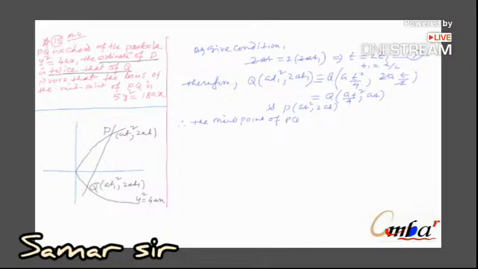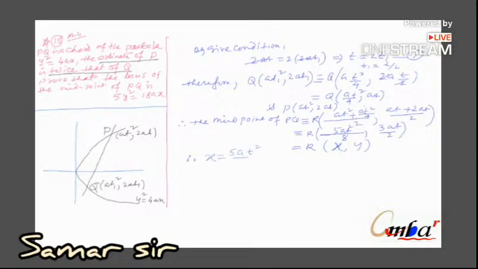And P is (a t square, 2a t), and for the midpoint of PQ, we take (x1 plus x2) by 2, (y1 plus y2) by 2. Simple calculation: the LCM here is 8, so we can write it divided by 8, that is (5a t square by 8, 3a t by 2). Let us assume this is R(x, y), as we want to find the locus of R. So let x equal 5a t square by 8 and y equal 3at by 2. From 2 and 3, eliminate t.